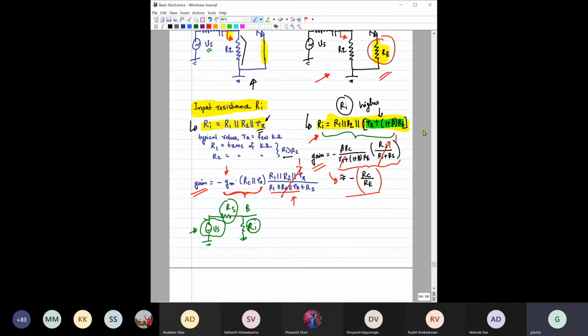But here, the moral of the story is that gain is now approximated by this formula, minus RC by RE. So from here, it is quite clear that if the RE value is higher, right? Then the small signal gain is expected to be lower, right? So that way, we want that RE to be as low as possible to get a better gain, right? However, it would be better eventually if we can eliminate the effect of RE, but that is not possible from the stability point of view, right? So let us see what we can do.